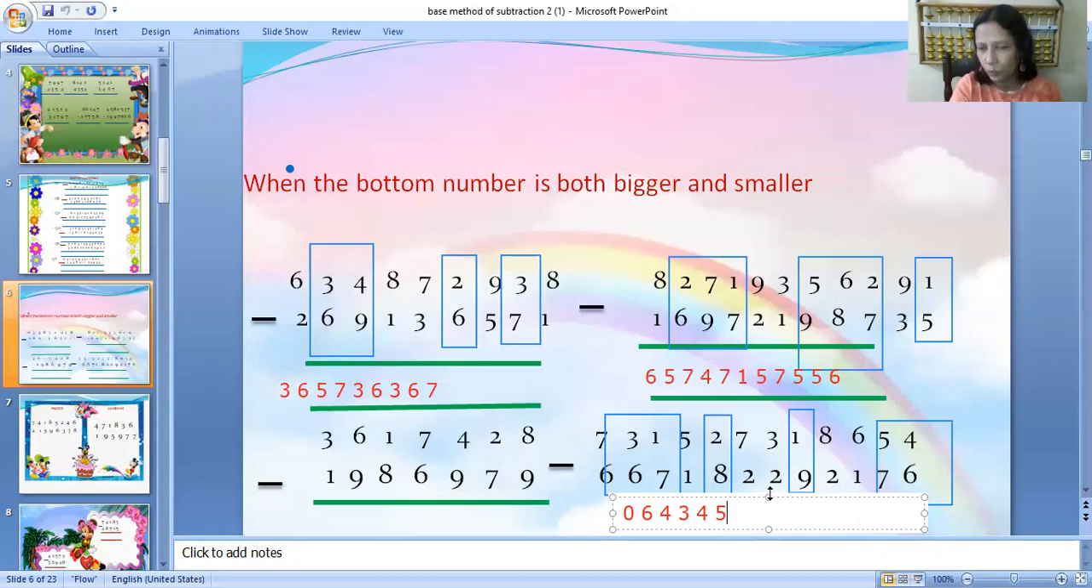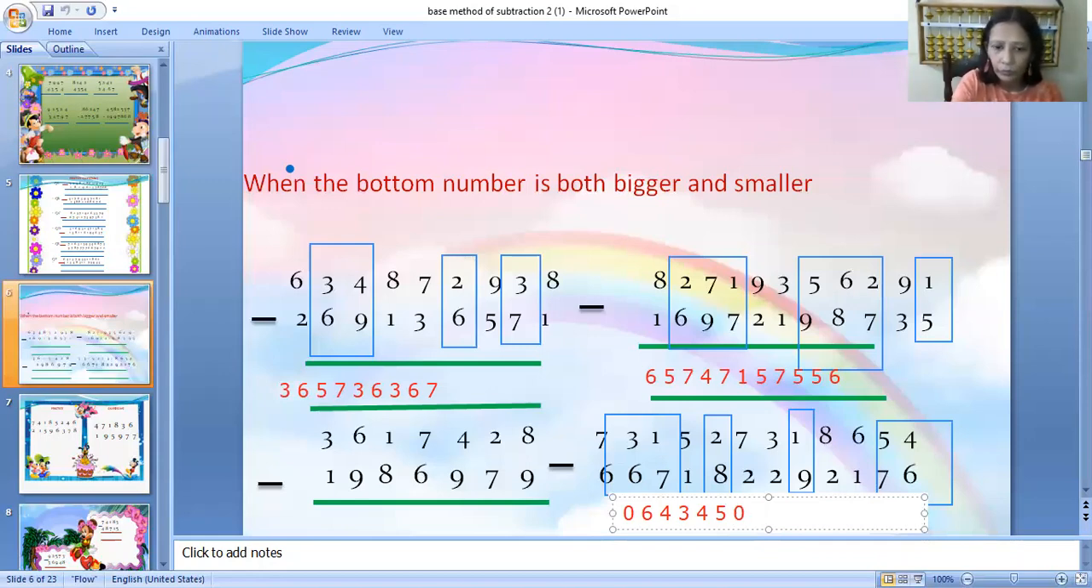3 minus 2 is 1. So, you have to write 1 here. But before writing 1 here, move to the next pair. Do you need borrowing? Yes, you need borrowing. So, what will you do in your mind? You will think what comes before 1? 0 comes before 1. So you will write here 0.